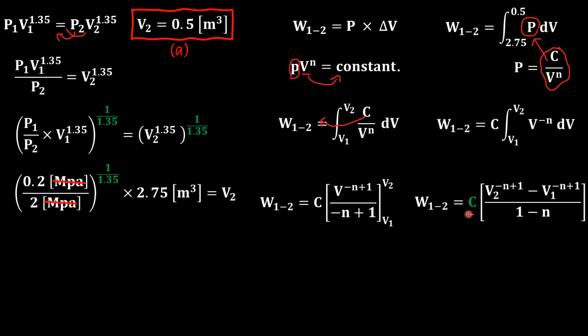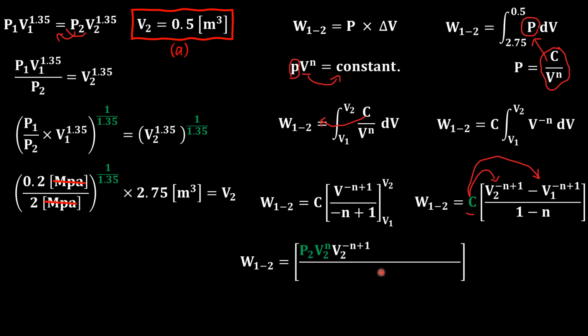Now, when we go back to constant, so what is constant? If you go back to this problem, this expression, you can solve for the constant, or this one. Constant is PV to the power n. And we will take the constant and distribute it. So the P2 V2, P1 V1 to the power n, this is the constant.